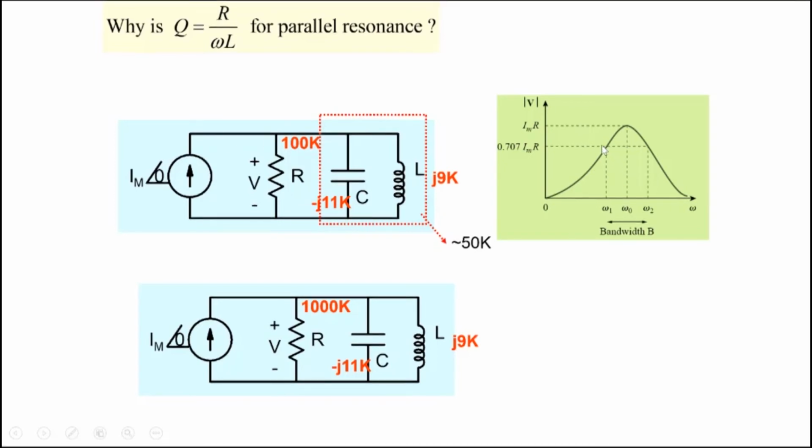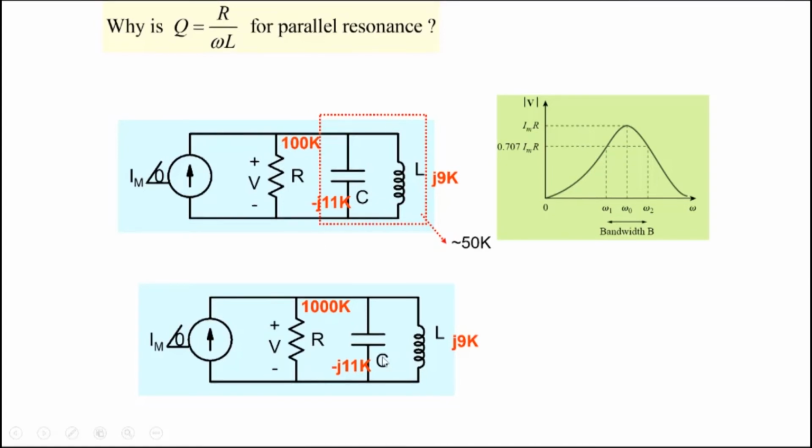So you look at what happens a little bit below resonance here, where the impedance due to the inductor is a little bit lower than the impedance due to the capacitor. So let's say this is j9K and minus j11K here, and this is R here, right? So basically the reactance that you see here is 10K and this resistor is 100K.